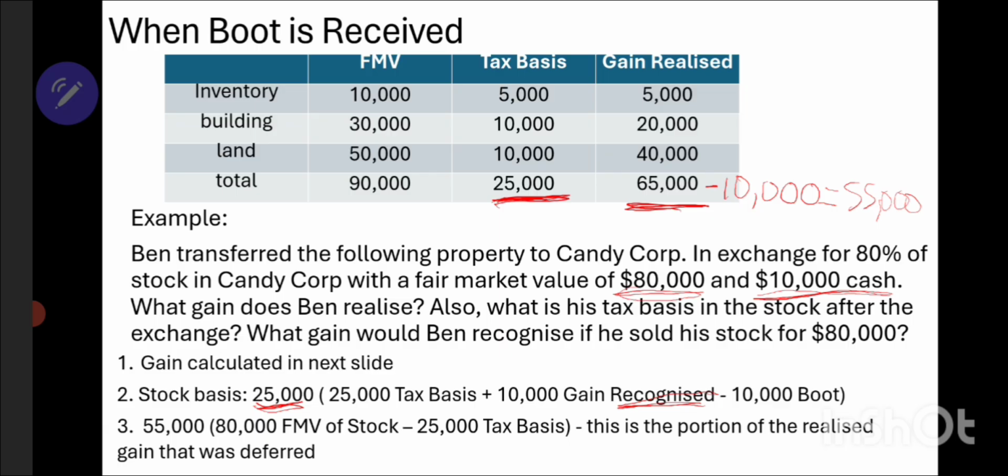So if Ben does decide to sell his stock, the fair market value of the stock is $80,000, so it's more than likely that he would sell it for $80,000. Now, we take that fair value of the stock, we subtract out the tax basis, and that gives us $55,000. But that makes sense on this level as well: the gain that we realized was $65,000. We subtracted out the amount that we already recognized, which was basically the boot apportioned, and that gives us $55,000 as well. So I hope that's all kind of coming together a little bit more.